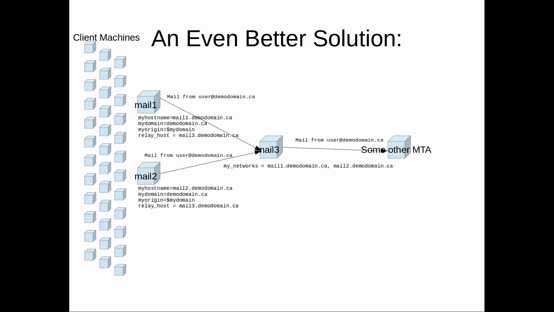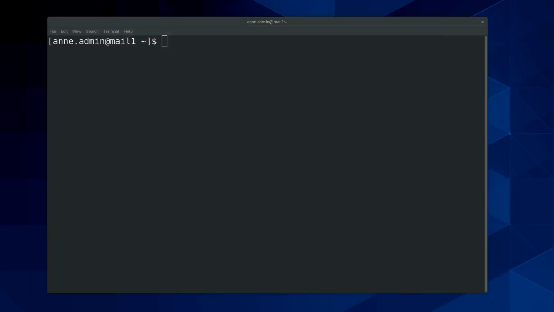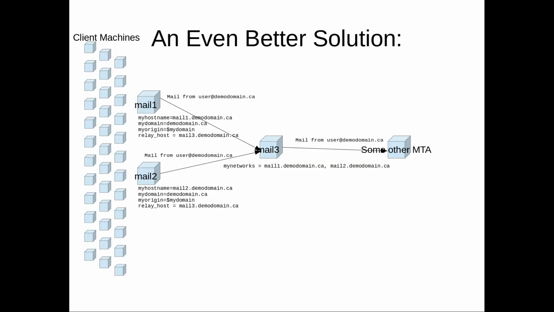Of course, in this case, I've set up mynetworks, which I think I have a typo there. It does not have an underscore in it, or shouldn't have an underscore. There we are, mynetworks. It will relay mail for mail1 or mail2, and to the outside world, this mail visibly got handled by mail3.demodomain.ca, and again, we would need an MX record, or better yet, a Sender Policy Framework record to indicate mail for this domain must be handled by mail3.